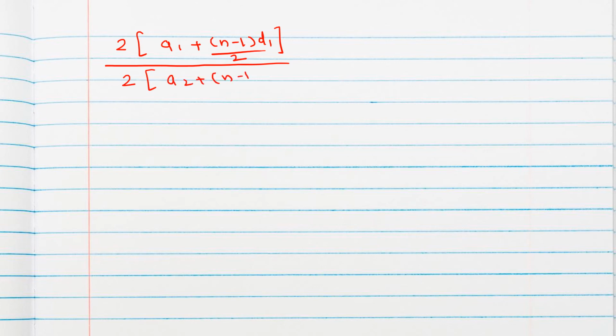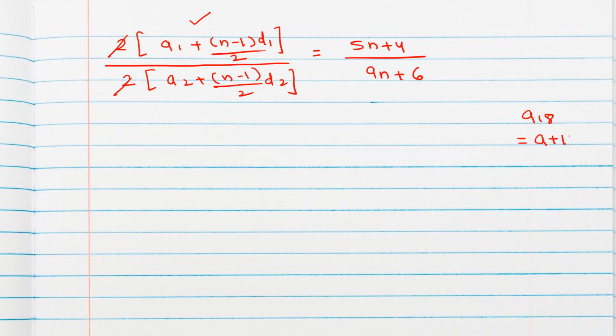If we take 2 common from the numerator, we'll be left with a1 plus n minus 1 by 2 d1. Similarly, if we take 2 from the denominator, a2 plus n minus 1 by 2 d2. And the right hand side will remain the same, that is 5n plus 4 divided by 9n plus 6. 2 we can cancel. Now this is the expression for the nth term. Suppose we should find a18. What should be the expression according to the formula? a plus 17d.